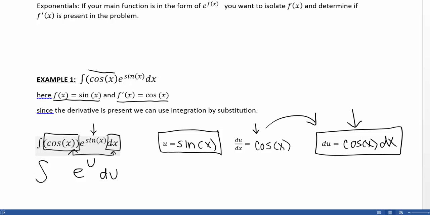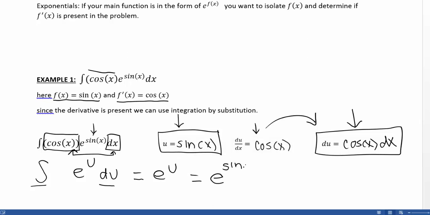Fortunately, here they were the same. So I have the integral of e to the u du. At this point is when I take the antiderivative. After this equal sign, I will no longer have my integral symbol or du because I will have found the antiderivative. The antiderivative of e to the u is e to the u. Again, I don't want u in my final answer. Instead, I want to substitute back in what u represented.